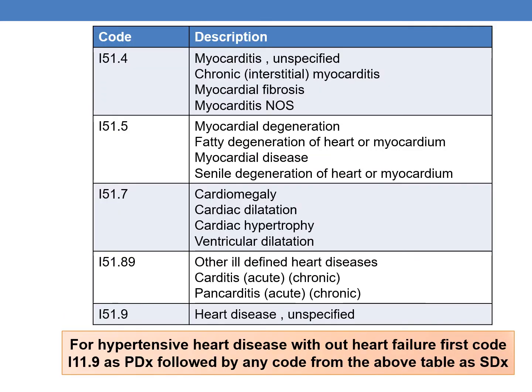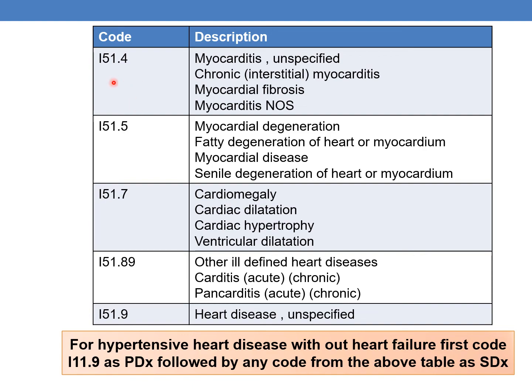Here is the list of conditions where we can code I11.9. For hypertensive heart disease without heart failure, first code I11.9 as PDX followed by any code from the above table as SDX. So here in the beginning you can see under the guideline the codes under the category I51.4 to 7 followed by I51.89 and I51.9. In these cases you need to consider I11.9, that is hypertensive heart disease without heart failure.